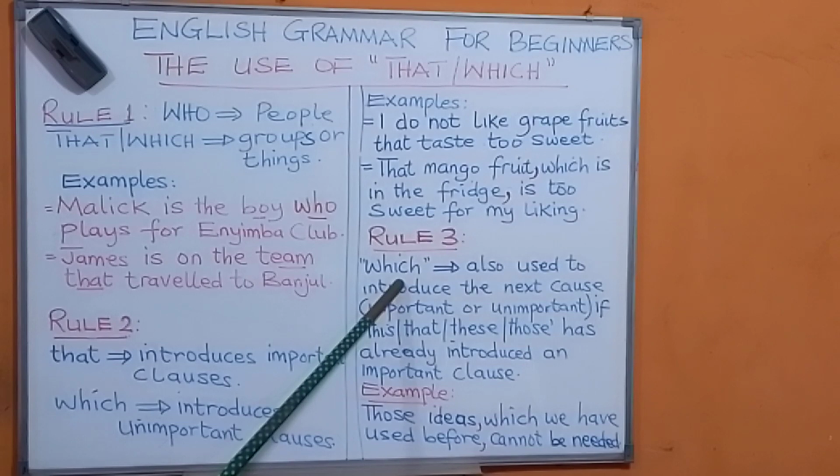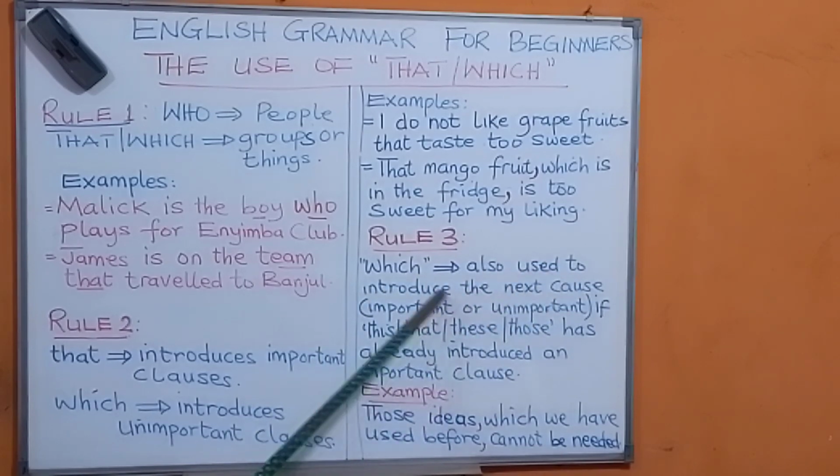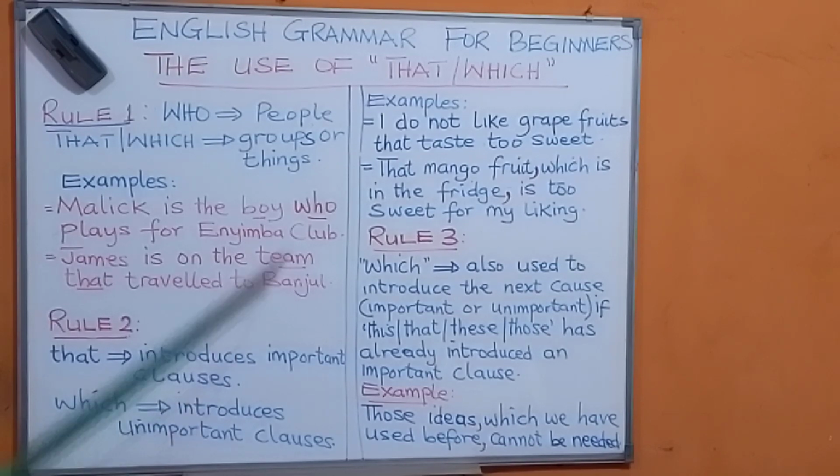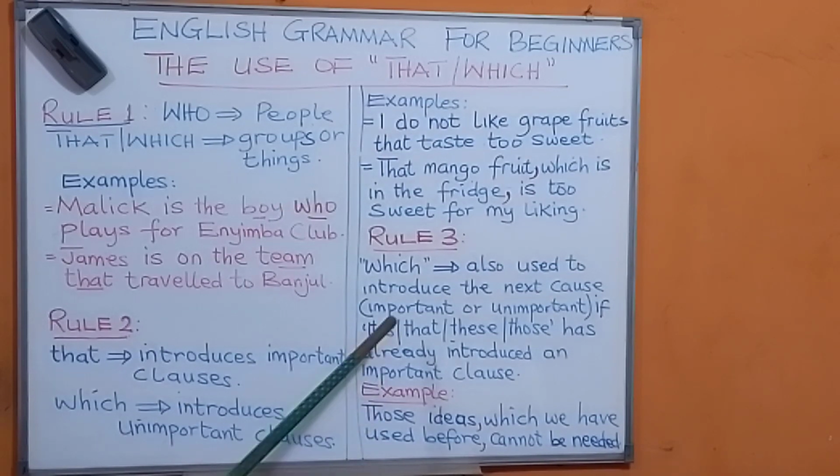We use which also to introduce the next clause. That means you have said something and you want to introduce the next clause. That clause may be important or may not be important. If you have this, that, these, those, that has already introduced an important clause. Okay?